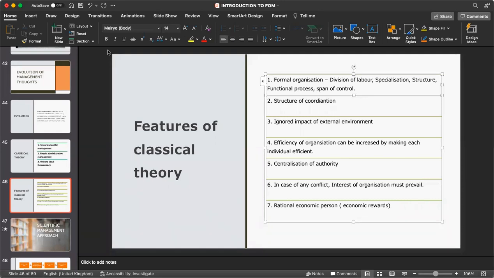In case of any conflict, the interest of the organization must prevail. As you know, conflict is a very common phenomenon in the organization. There might be some disputes in the company. How can we resolve those disputes?